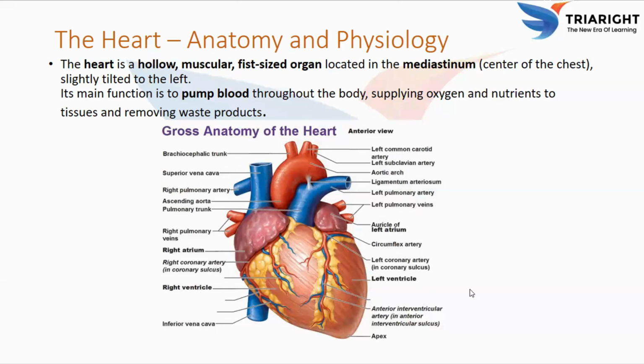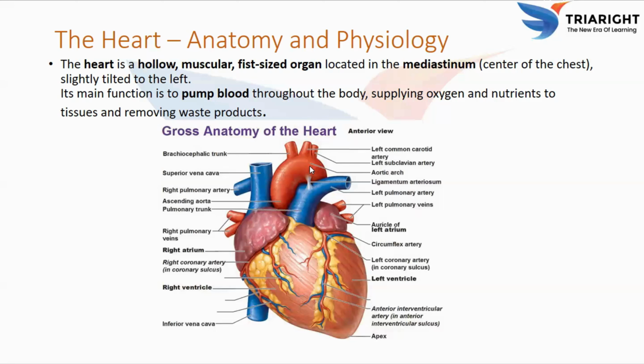You can also see the coronary arteries, the left coronary artery and the right coronary artery. The right coronary artery supplies the blood to the right side of the heart, whereas the left coronary artery supplies the blood to the left side of the heart. They run in the coronary sulcus, the coronary or front groove.